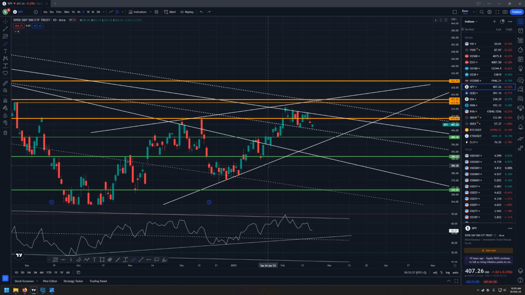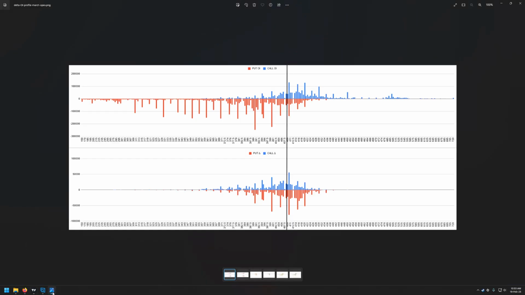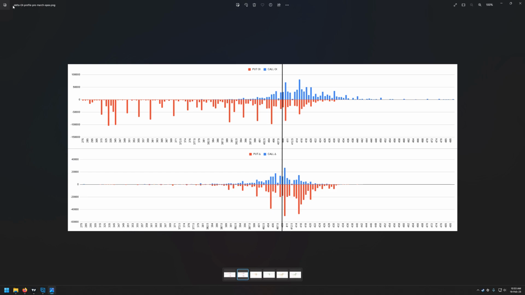Another thing that supports this view is the delta profiles. So let me show it to you. This is the delta profile and OI profile for March OPEX. As you can see, we don't have many open interest calls below 400. So this is kind of where we lose fuel in the short term. And this is all expiration until March OPEX, excluding March OPEX. It's pretty bullish. 400 should act as a rejection, as a repellent.